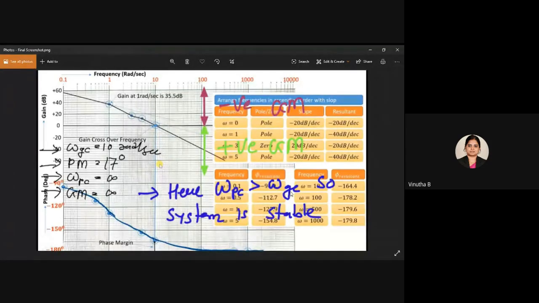Now here for this problem, you can see that the phase margin, which is infinity, is greater than the gain margin. So this is the condition which is needed for the system to be stable. So we can call this system a stable system. So this is about the Bode plot.